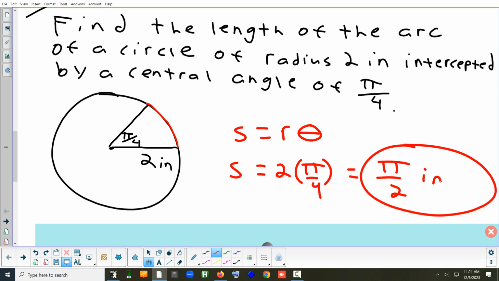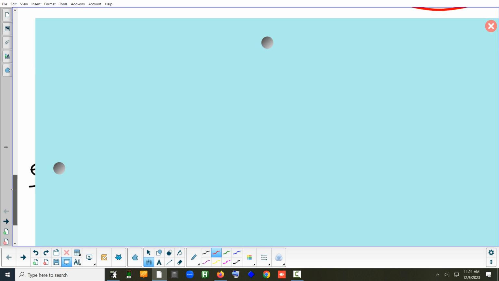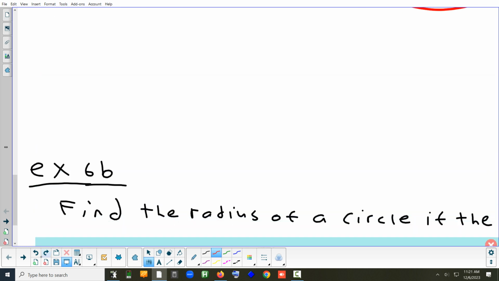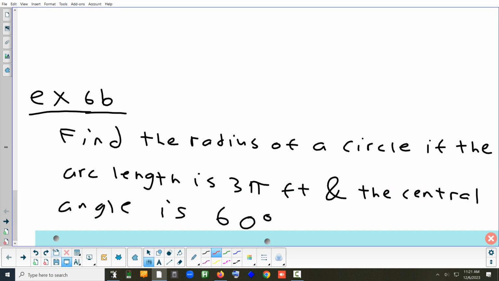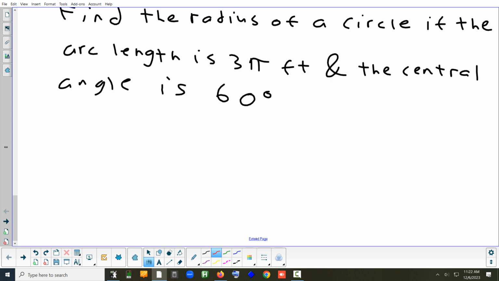If it was like 3 times pi over 4, then we would have just left it as 3 pi over 4. Okay, but always reduce it as much as you can. Okay, so that was finding the arc length. Let's try, I think this one is still arc length. Nope, it's radius. So now we're going to find the radius of this circle, and they're going to tell us the other 2 things. So the arc length is 3 pi, and the central angle is 60 degrees.